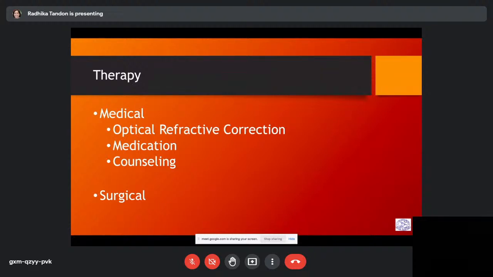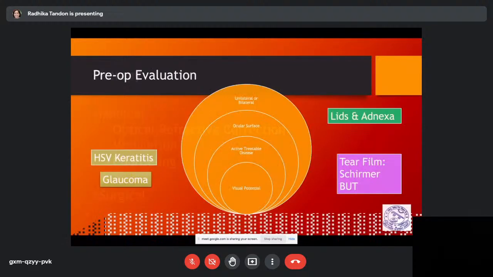For example, you may have to use medication to make the patient fit for surgery, and sometimes the medication may work wonders and you may be able to avoid surgery altogether. And then of course counseling of the patient and the family accordingly. Again, I would like to emphasize that there are certain conditions that over the years we have realized are extremely important.